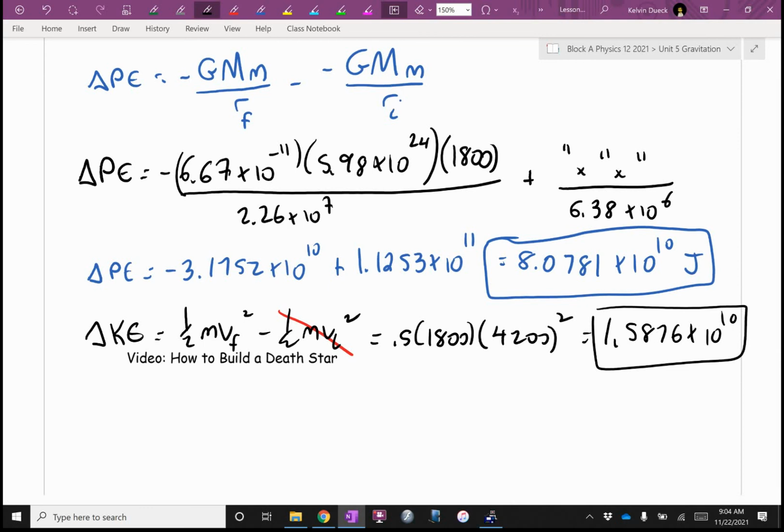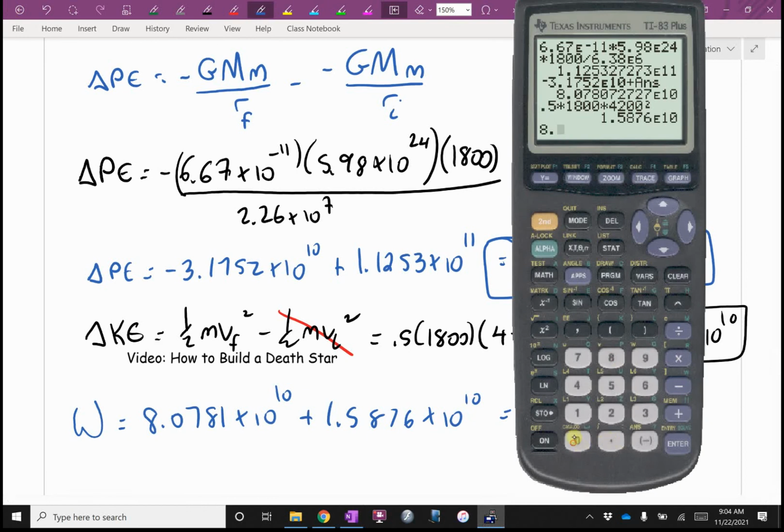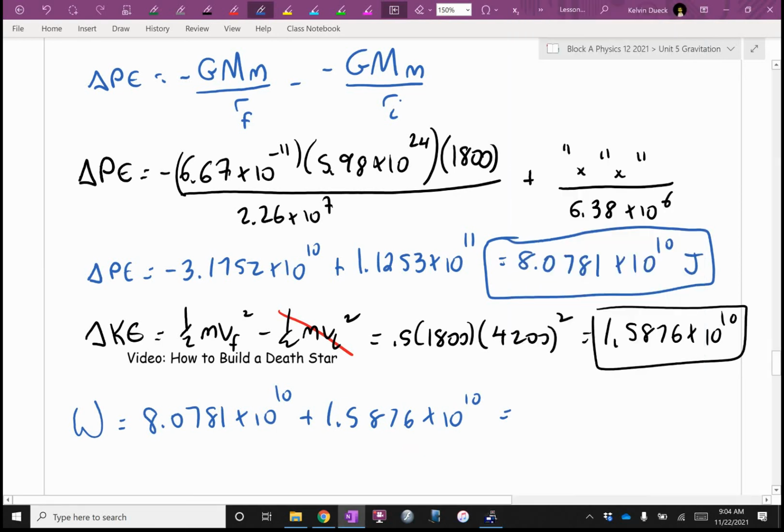We're not done. What did this question want me to find? Work. So what will I do with these two numbers in the box? Work is going to be 8.0781 times 10 to the 10th plus 1.5876 times 10 to the 10th. 8.0781 times 10 to the 10th plus answer button, and I get 9.67 if I go to 3 sig figs, times 10 to the 10th.